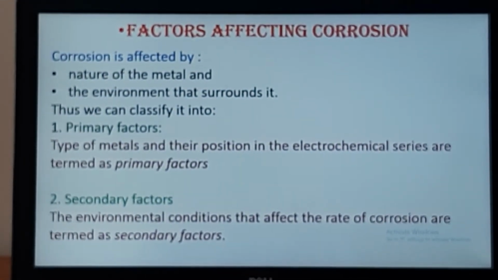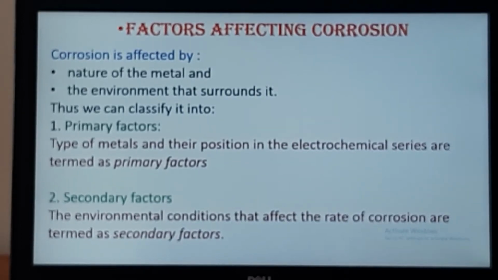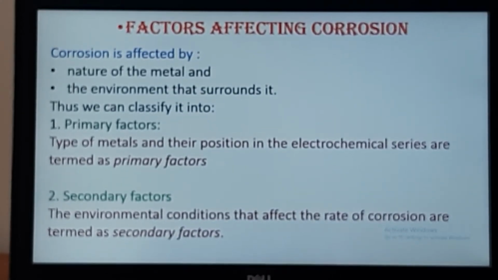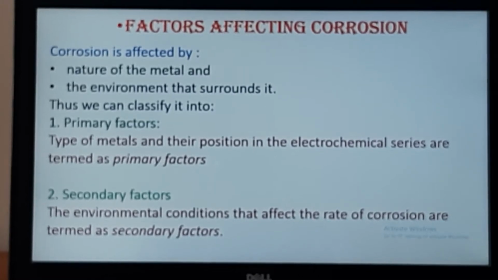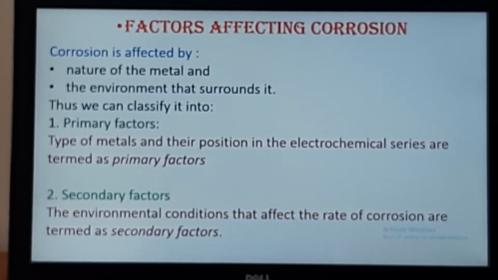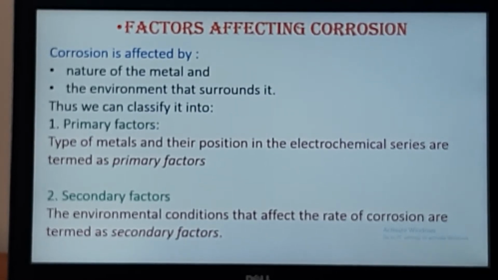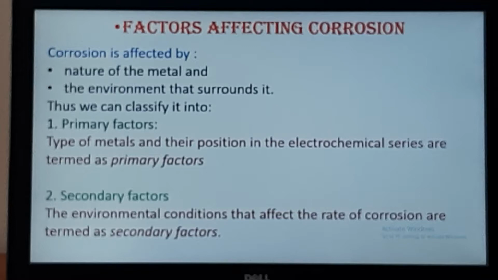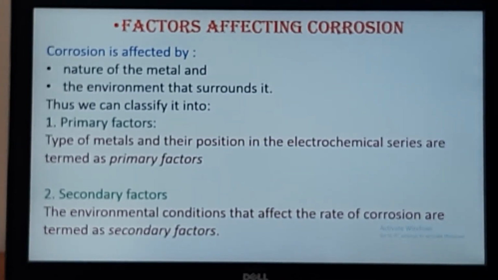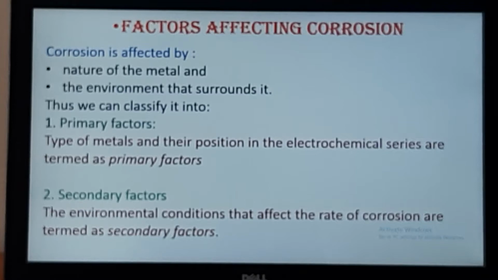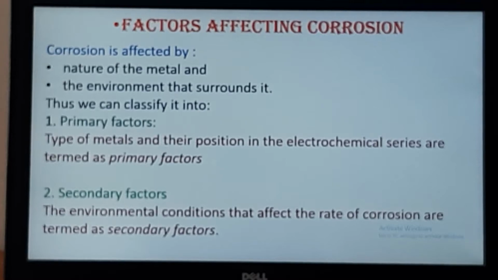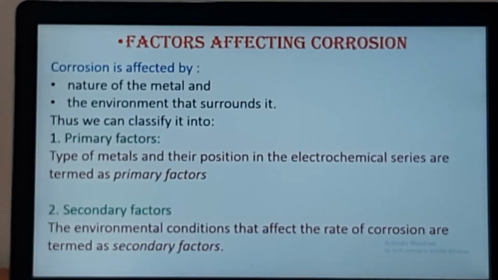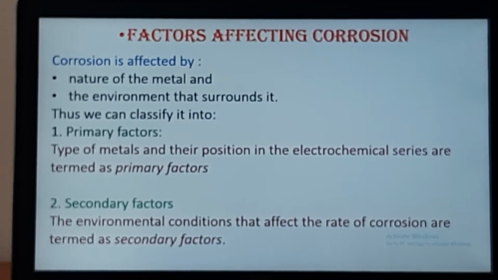So we can say that corrosion is due to the nature of the metal and the environment that surrounds it. On this basis, we can classify the factors into primary factors and secondary factors. The type of metals and their position in the electrochemical series are termed primary factors, and the environmental conditions to which the metals are exposed are termed secondary factors.